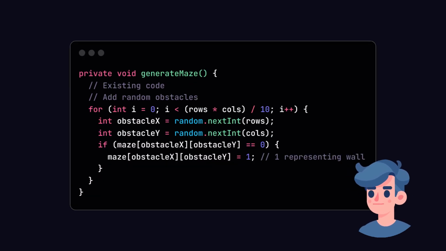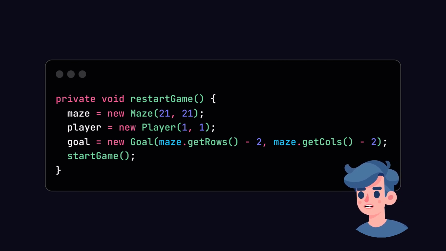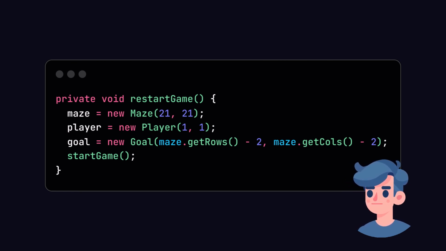We are almost at the finish line. Let's enhance our maze by adding random obstacles that the player must navigate around. Update the maze generation to include some obstacles. Now, let's implement restarting the game after finishing a run. Provide the player feedback and allow them to restart the maze.